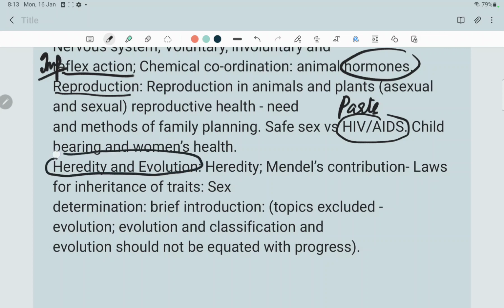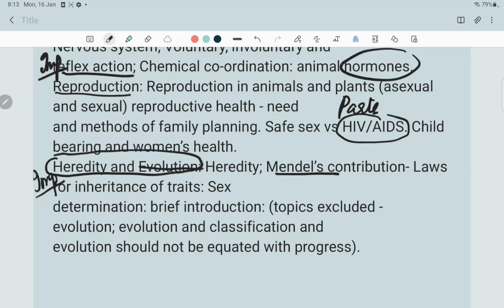The next one is heredity and evolution. Evolution has been deleted, so we don't have to focus on evolution. So here, Mendel's work. Mendel has given the monohybrid cross and the dihybrid cross. Monohybrid is comparatively more important than dihybrid.